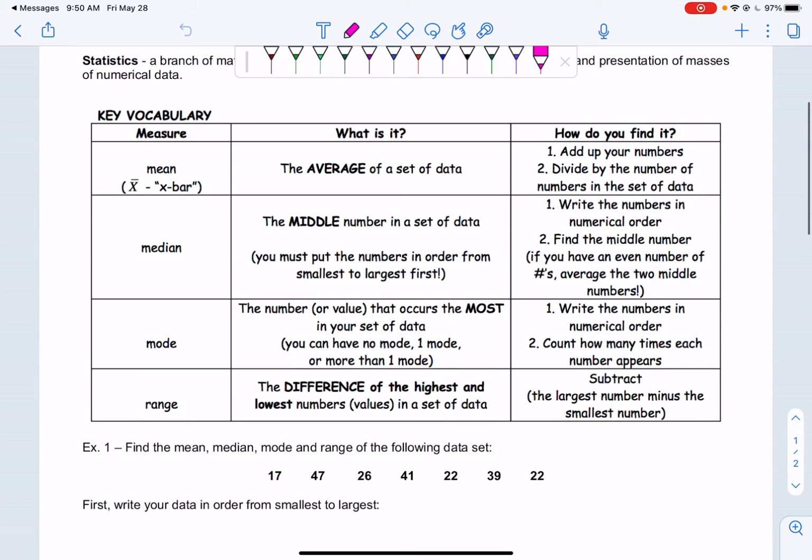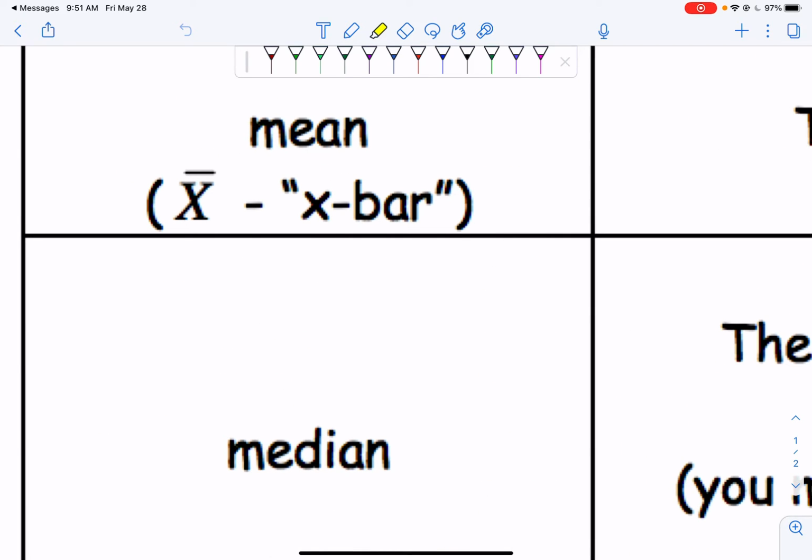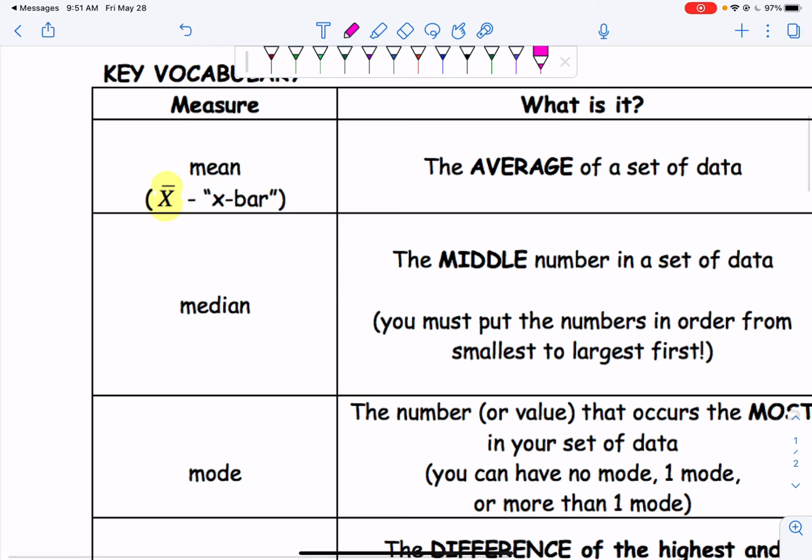There's some key vocabulary. There is the mean, which is also the average of the set of data. How to find it is you simply add up your numbers and then divide by the amount of numbers in your set of data. We're going to do an example. You also might see it written as an X with a bar over it. That's X bar, another way of saying your mean or your average.